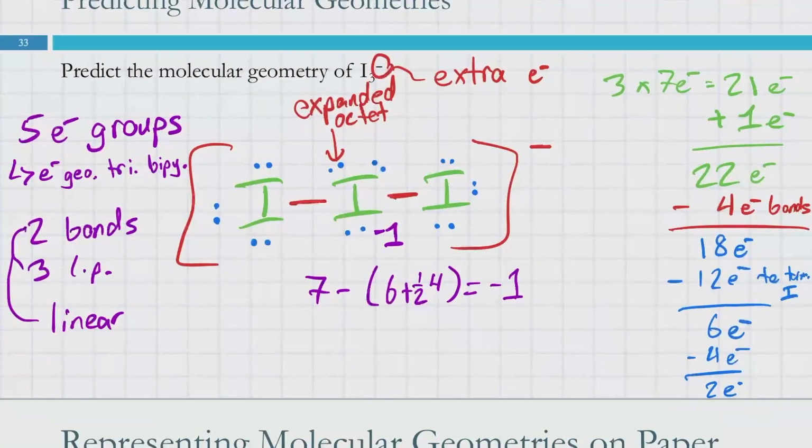So the way we've typically drawn it, we would have them actually all stacked up, and then in the equatorial positions would be the lone pairs. I don't know why I drew them that way. So this ends up being linear.